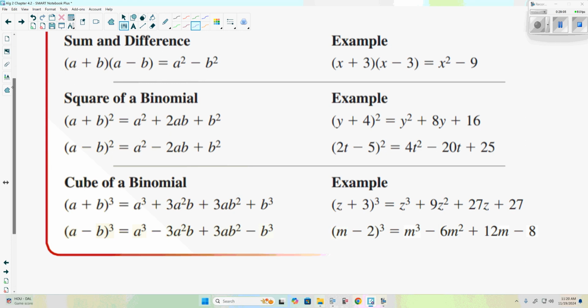Same for square binomials or cube of binomials. We'll get more to square and cube of binomials later on, but again, it's just multiplying it by itself. And these here are just shortcuts for us to get to the answer quicker.